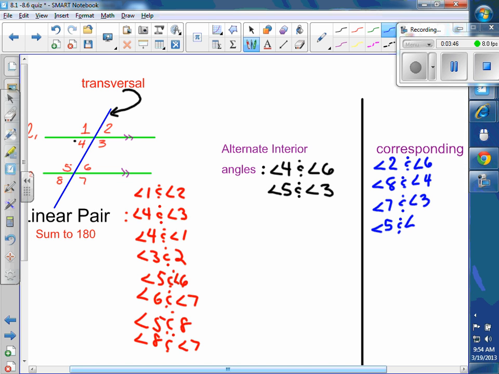You can find it, the way I numbered them. Okay, so the one Nadeem asked about, 2 and 8, well, they name most everything. They're alternates because they're on opposite sides of the transversal, and they're exterior because they're outside of the green lines.